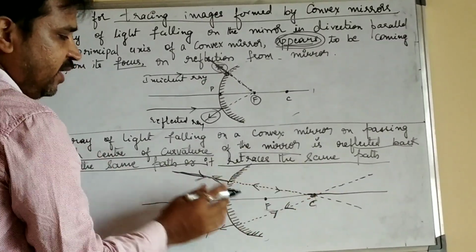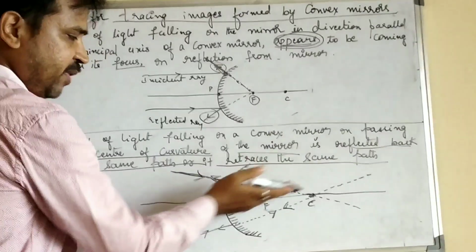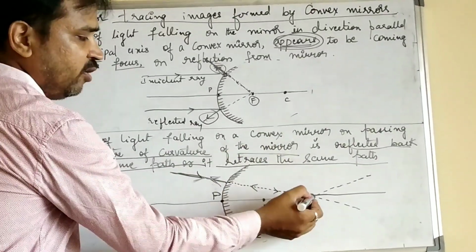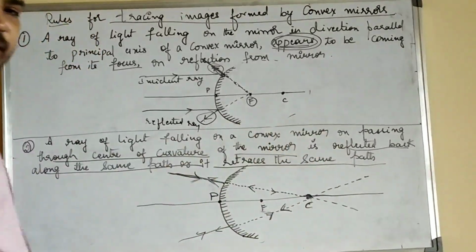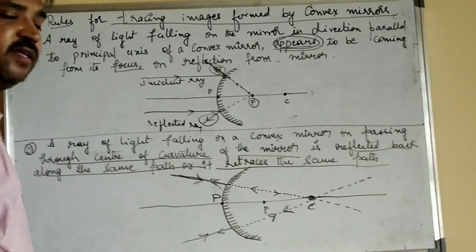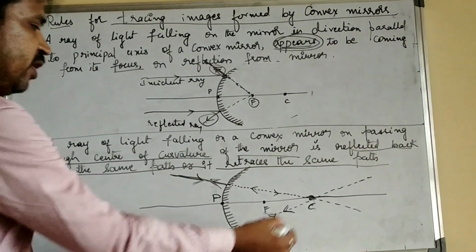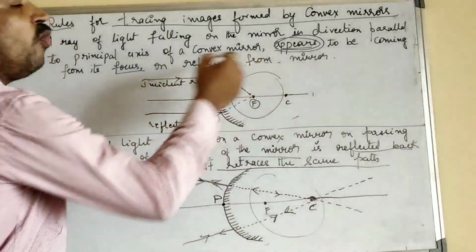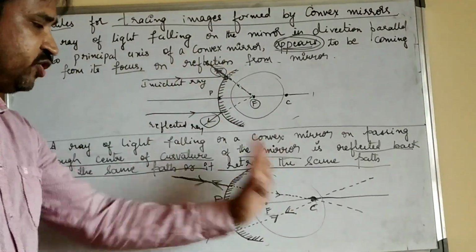Why? Because they appear to be moving through the center of curvature. They appear to be moving through the center of curvature. That's why the reflected ray is tracing the same path. And remember, whatever we are doing here, it is virtual. These are all virtual.